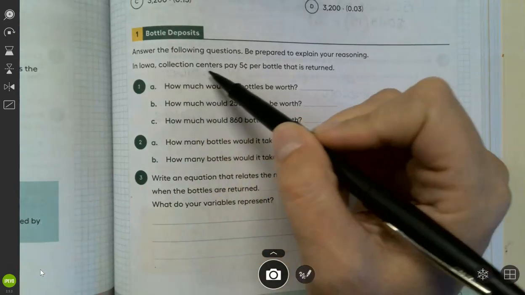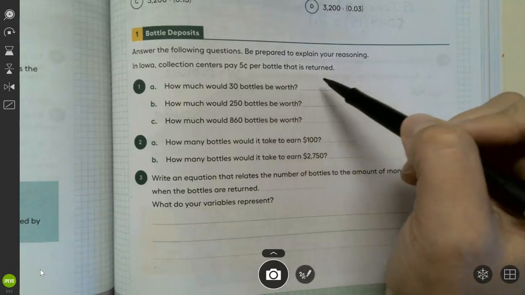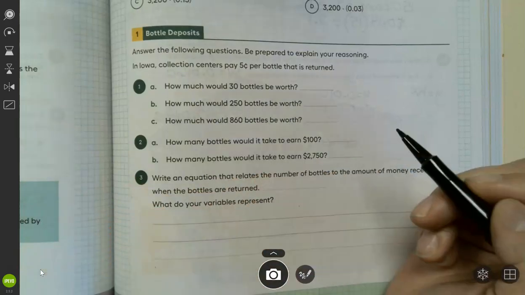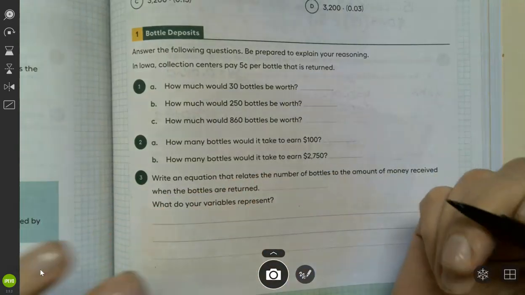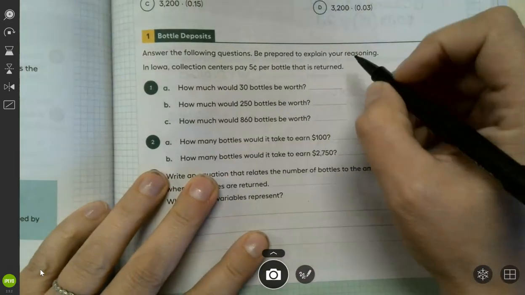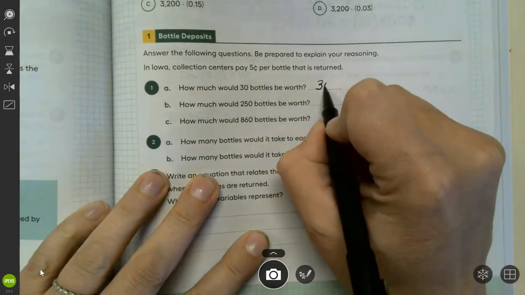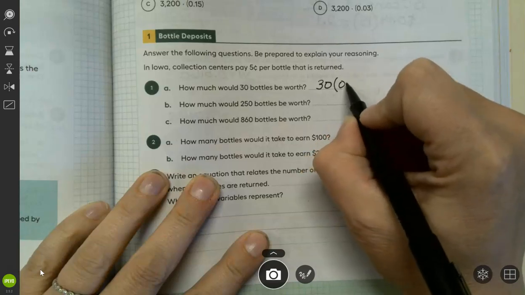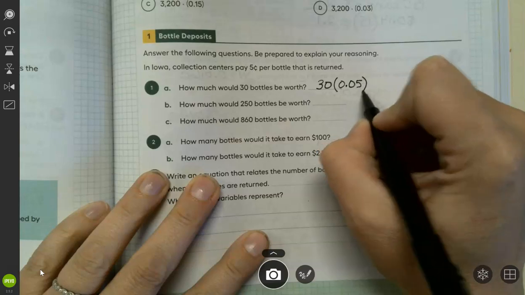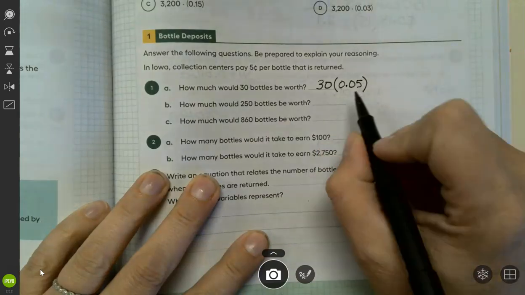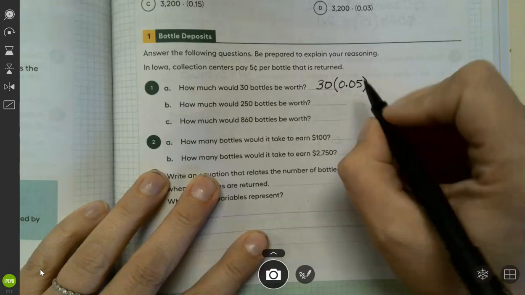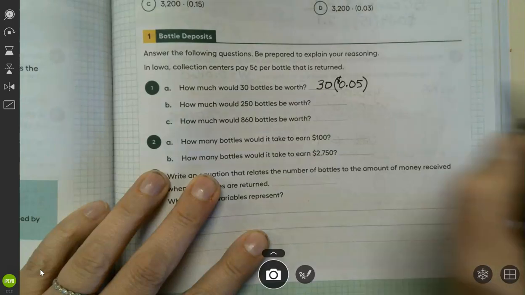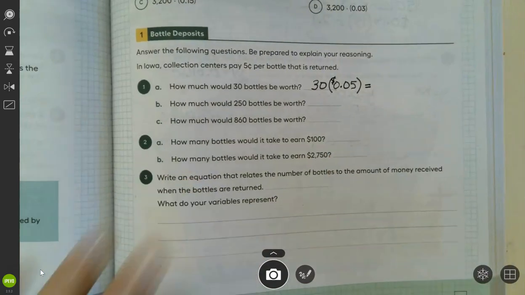In Iowa, collection centers pay 5 cents per bottle that is returned. Okay, so how much would 30 bottles be worth? What would we have to do with these numbers? Well, I know that if I have 30 bottles and one bottle gives me 5 cents, we write 5 cents as 0.05. Think about if we put a dollar sign here, that's 5 cents. So how much money do we get for 30 bottles?